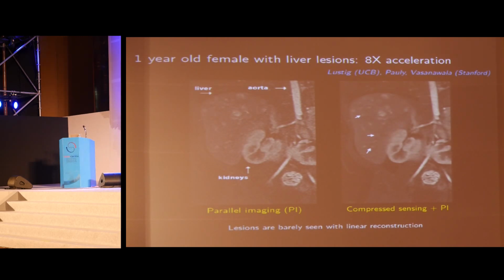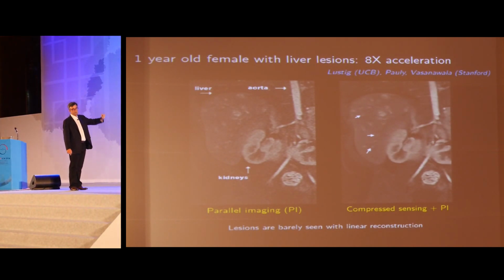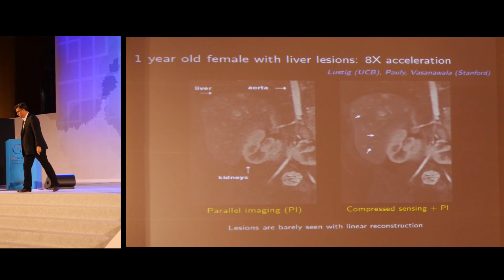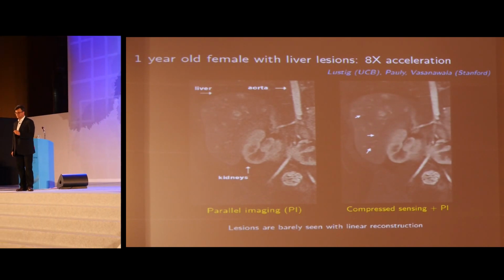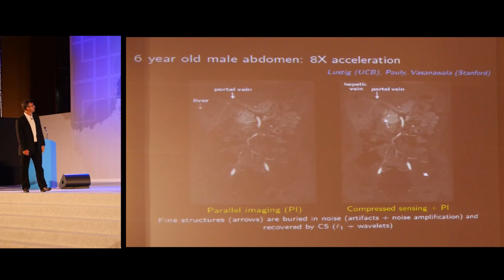On the right, where you see my little arrows, you see white spots, which are lesions. They are barely visible on the left, but quite visible on the right, which is what those doctors care about. It's quite remarkable that we can see them, even though the picture on the right takes 8 times less time to make than the picture on the left.